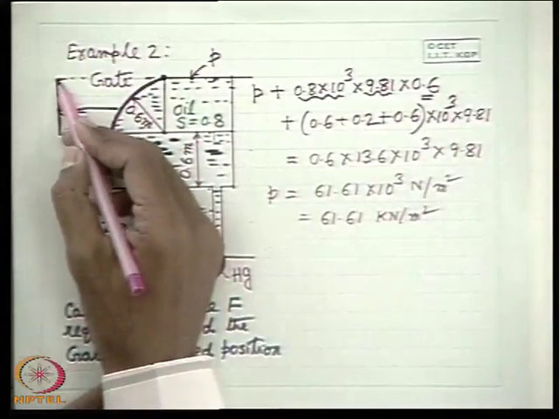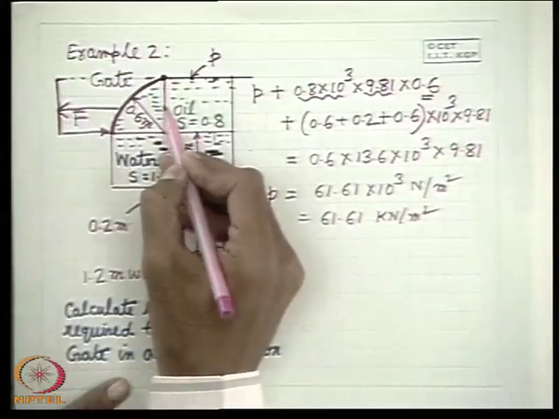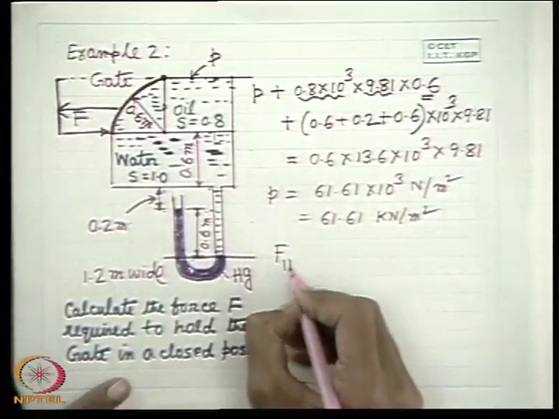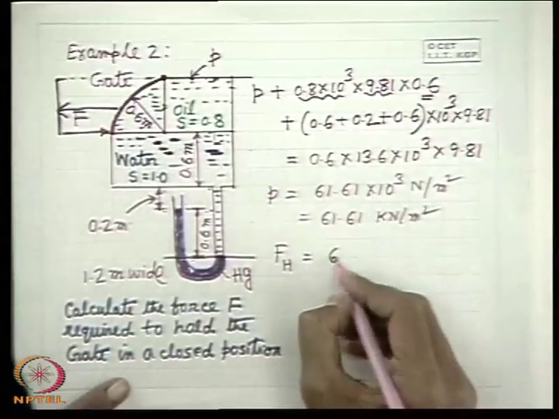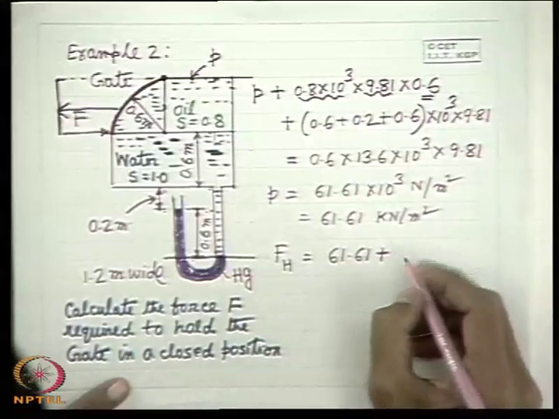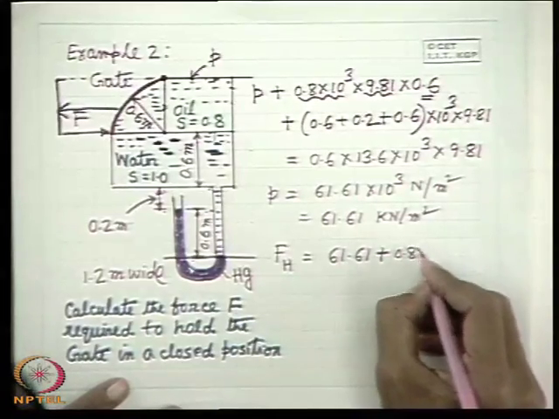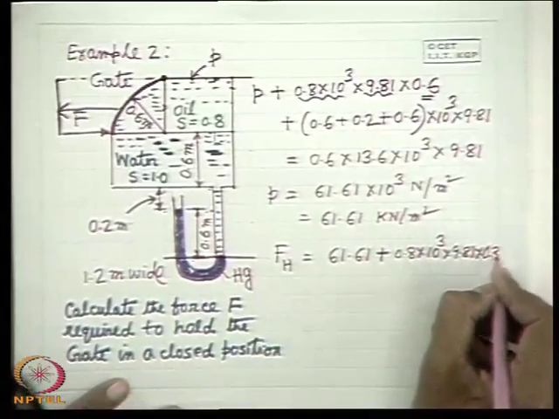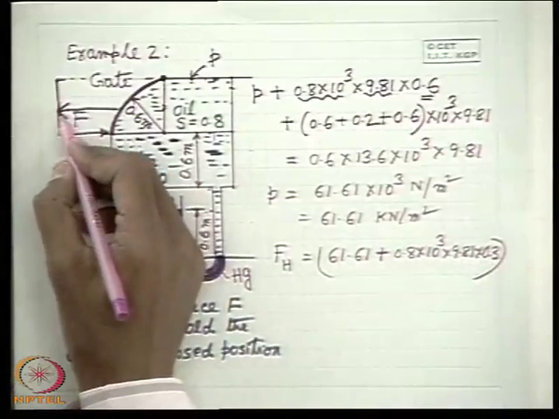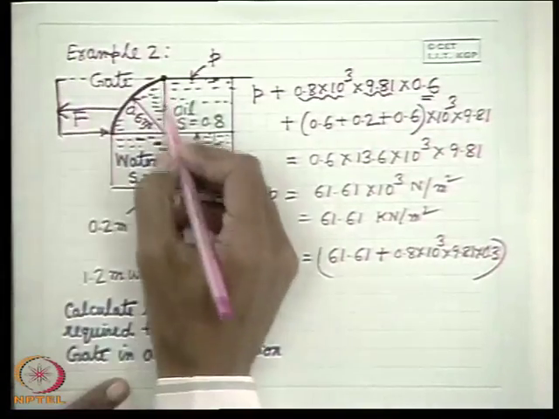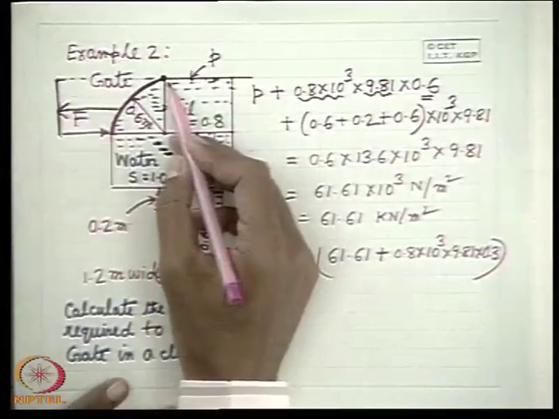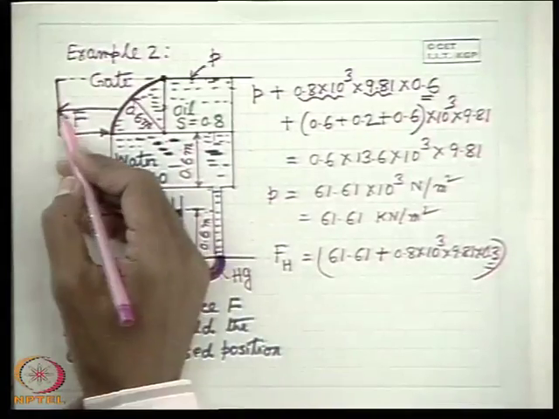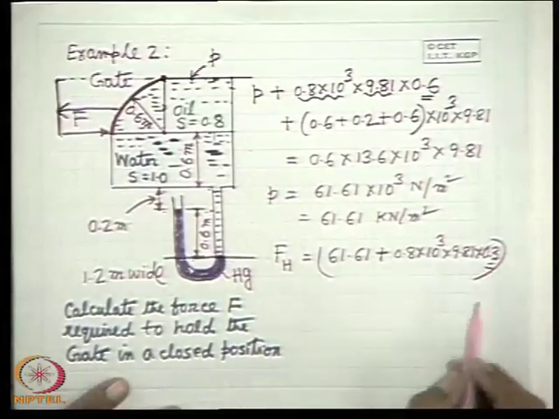That is the pressure at the centroid. The centroid is at the middle, that means 0.3 meter from this surface. So what is the pressure intensity at 0.3 meters? That means P plus rho g h: rho is 0.8 into 10 to the power 3, times g, into 0.3. That is the pressure at the centroid, the center of area of the uniform plane surface whose height is 0.6 meter. So at the middle, the center of area, this is the pressure intensity.